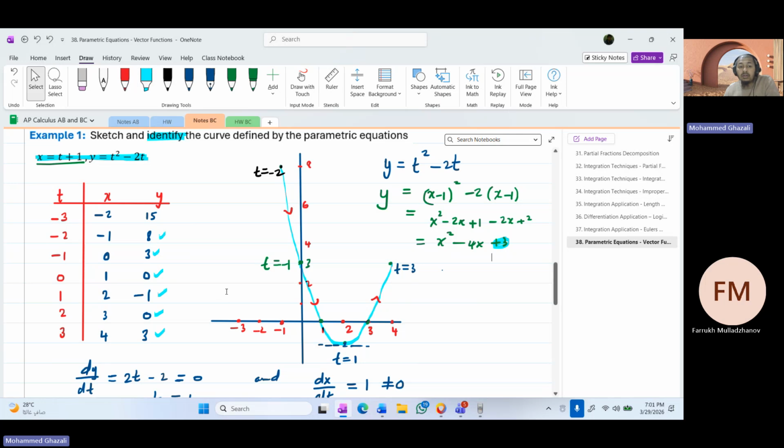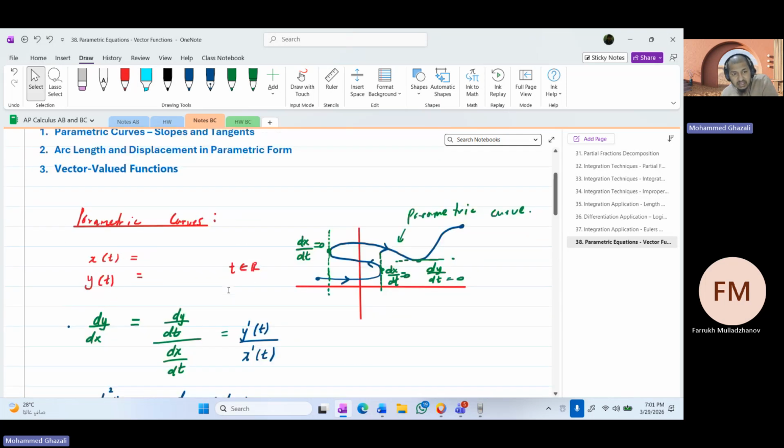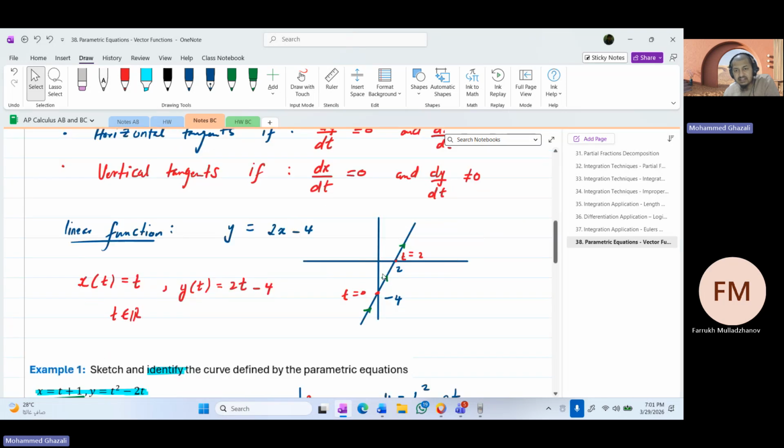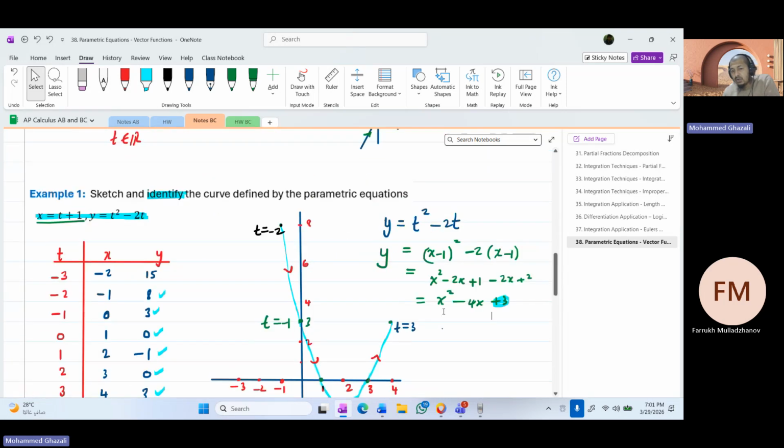But now, the reason why we study parametric curves and parametric equations is because not always can you find an explicit equation. This is an explicit form. Why is this an explicit form? Because for each x value, you get a y value. Okay. But now over here, for each t value, you're getting an x and y value. You see the difference?